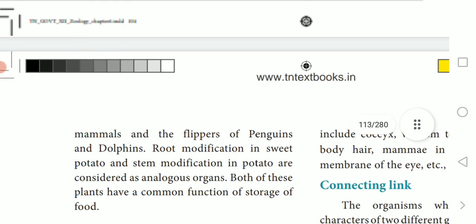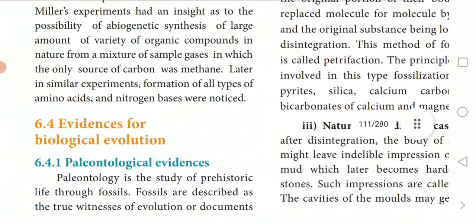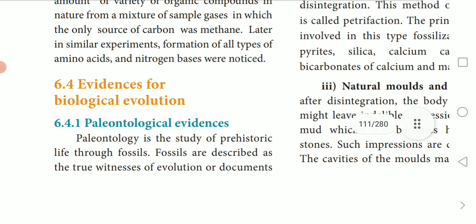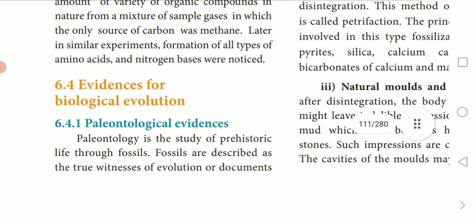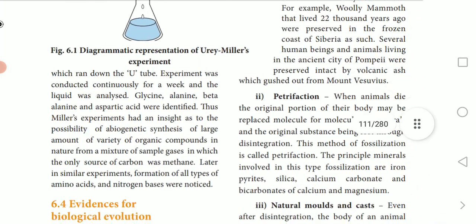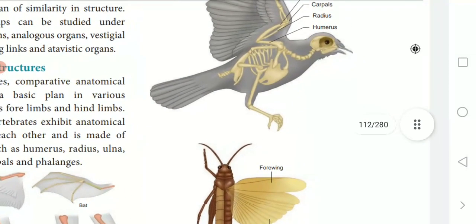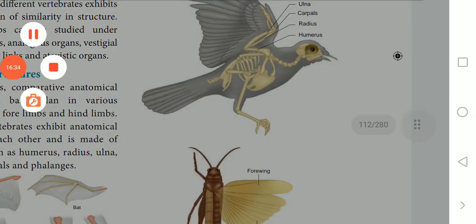Okay, just go through what we have discussed today. Today we have completed evidences from comparative anatomy: homologous structure, analogous structure, what divergent evolution is, what convergent evolution is, and also evidences of biological evolution. Just go through it today itself because these are important from the entrance point of view. It is very, very important. They'll ask you what divergent evolution is and what convergent evolution is.